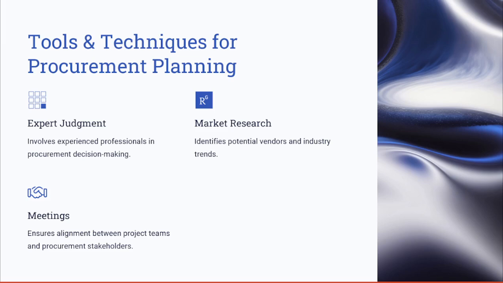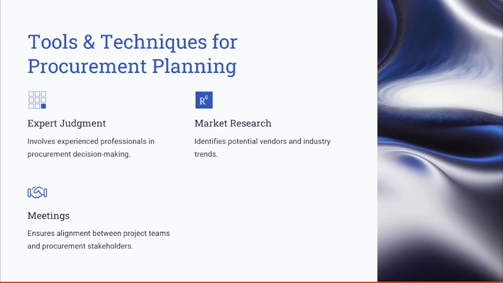Now, let's look into the key tools and techniques for procurement planning. Procurement planning requires specialized tools and techniques to make informed decisions. The first one is expert judgment. Expert judgment is crucial as procurement specialists and legal advisors provide insight into contract types, vendor capabilities, and regulatory compliance. You also have market research, which helps identify qualified vendors and current industry trends.